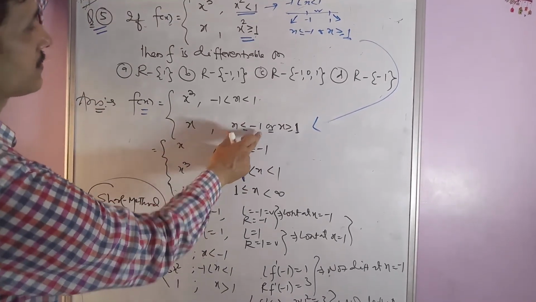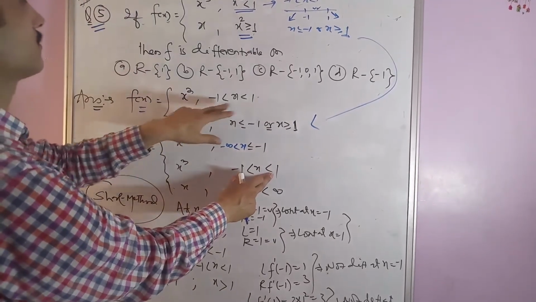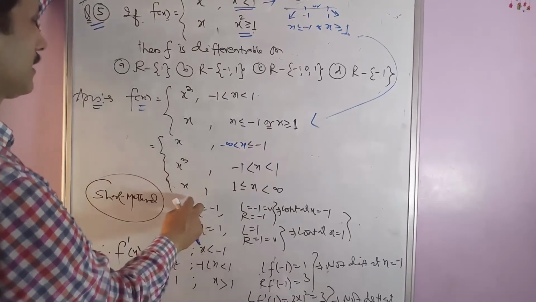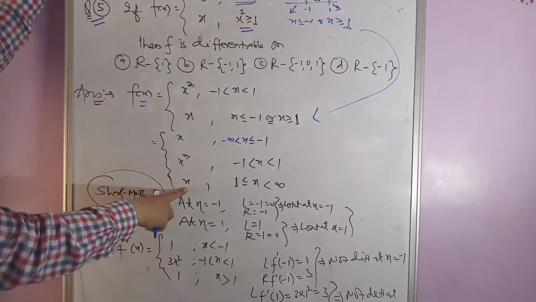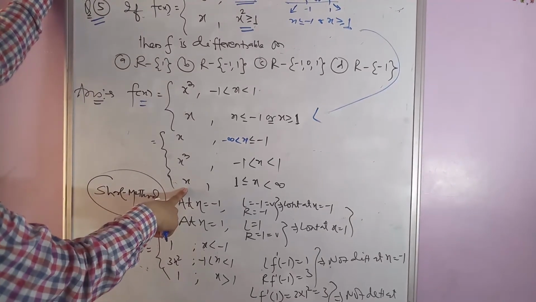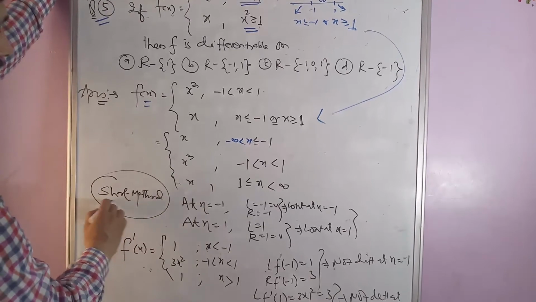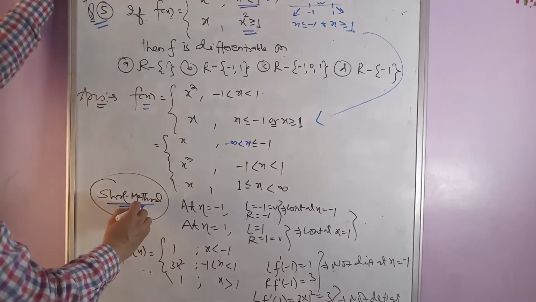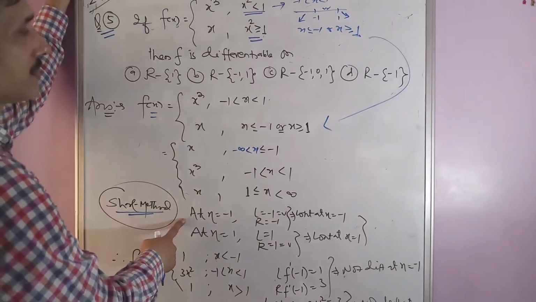Minus infinity to minus 1, here x; minus 1 to 1, x cube; and 1 to infinity, x. We have to go for differentiability at points. Here the shorter method is, first of all, we confirm continuity at the change point x equal to minus 1.